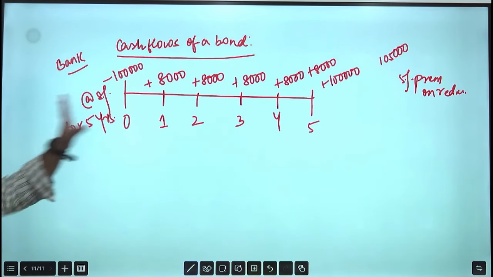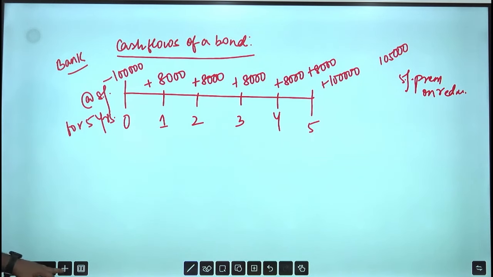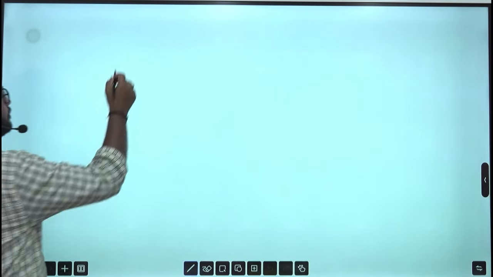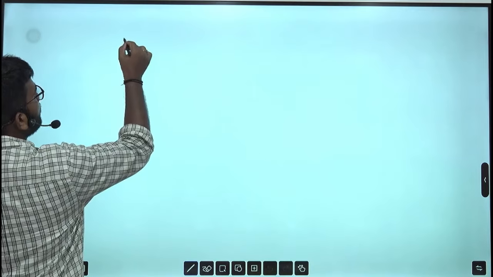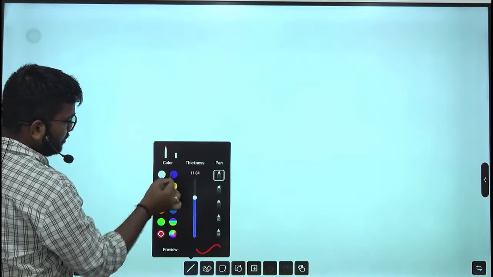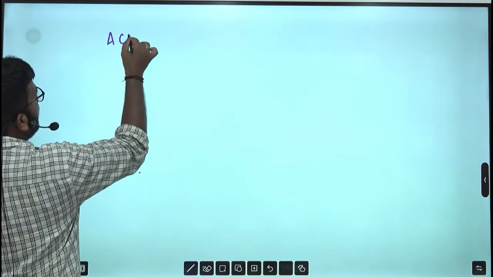So these are the cash flows of a bond, okay? Next. Now, put the heading: accumulation factor.